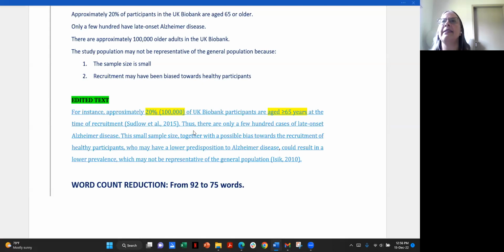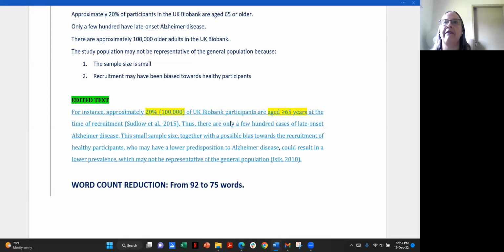Then I've said, thus, there are only a few hundred cases of late onset Alzheimer's disease. This small sample size, together with a possible bias towards the recruitment of healthy participants who may have a lower predisposition to Alzheimer's disease, could result in a lower prevalence, which may not be representative of the general population. And then I've put the reference here.